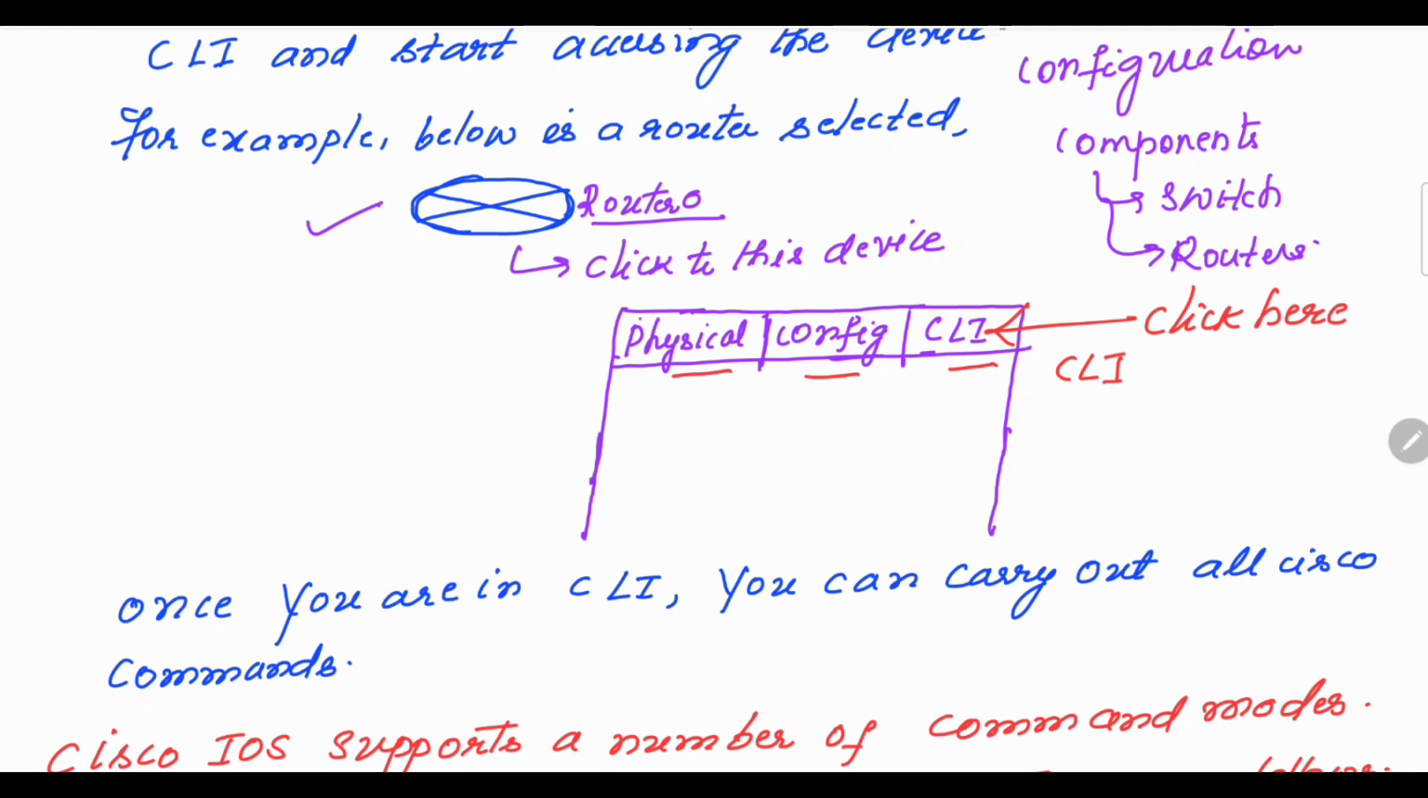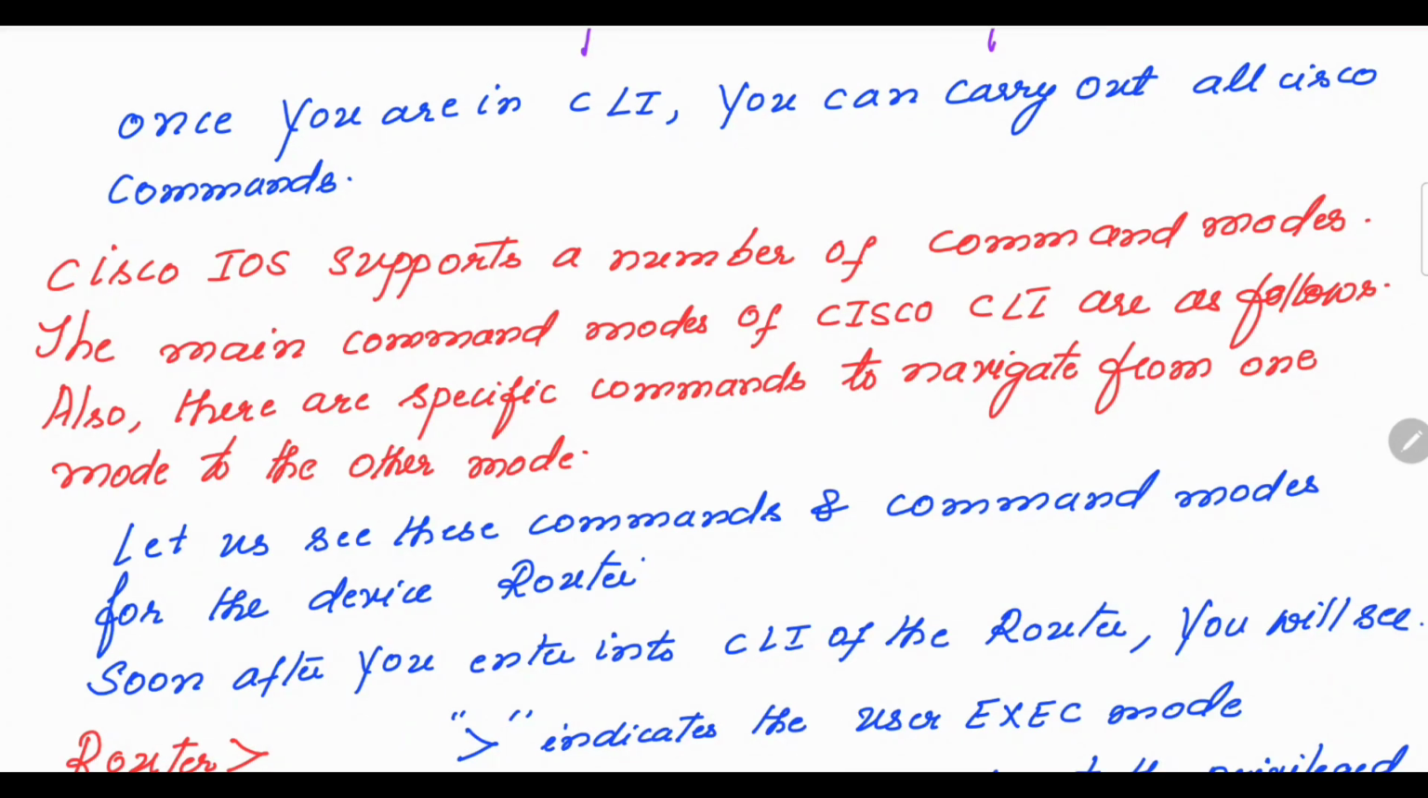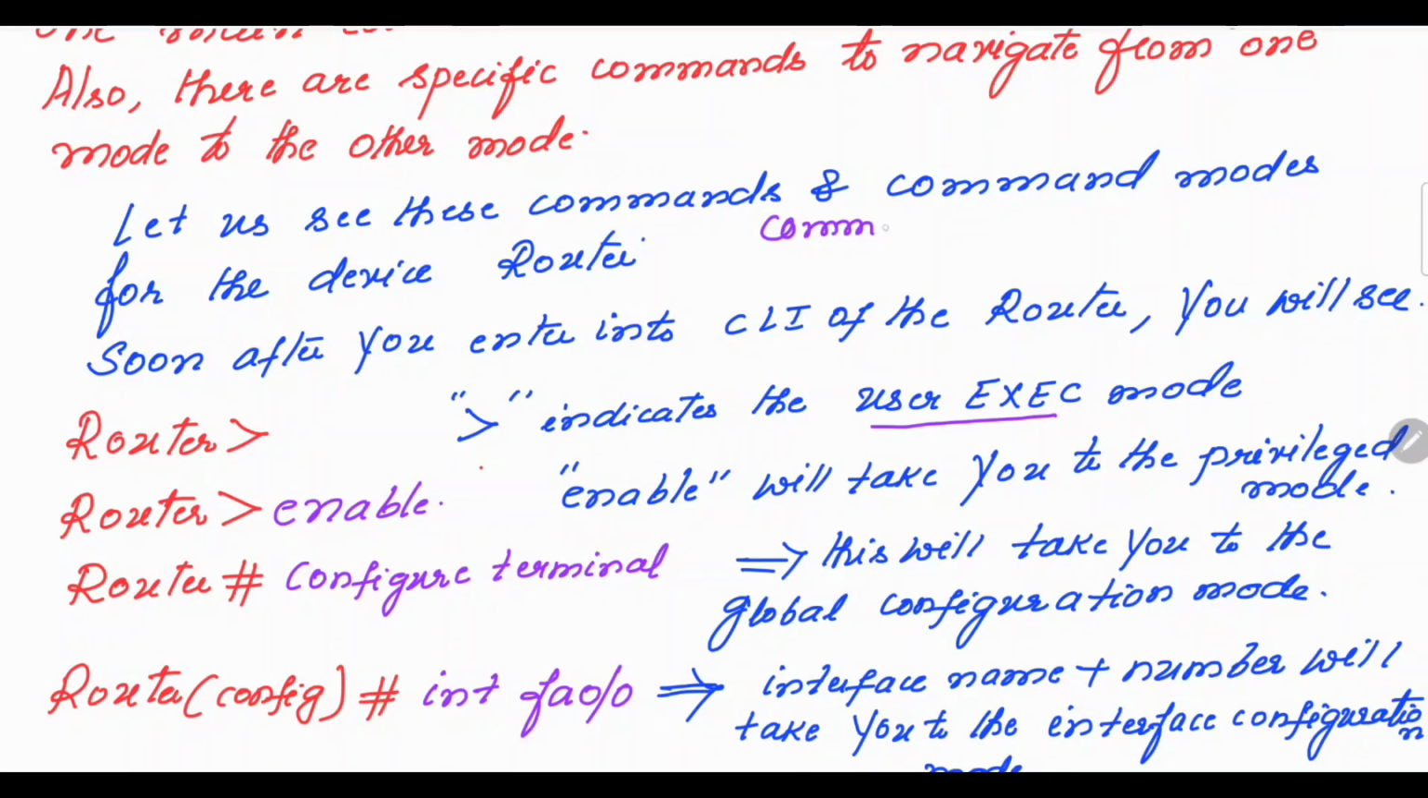Command line interface. Once you are in the CLI, only then will you be able to use all the commands. Cisco IOS supports all different types of commands. So let us see the different command modes. There are different command modes, as I said. The first one will be the user mode. How are you going to enter into this mode?